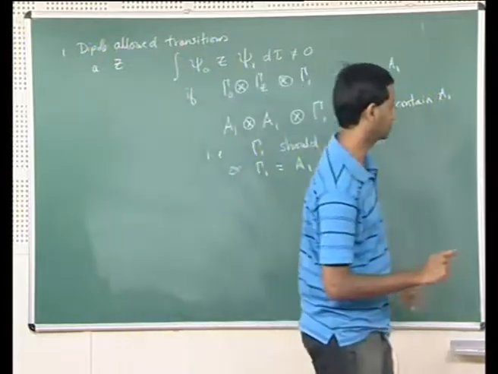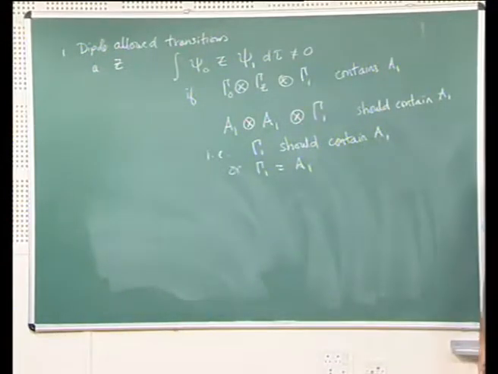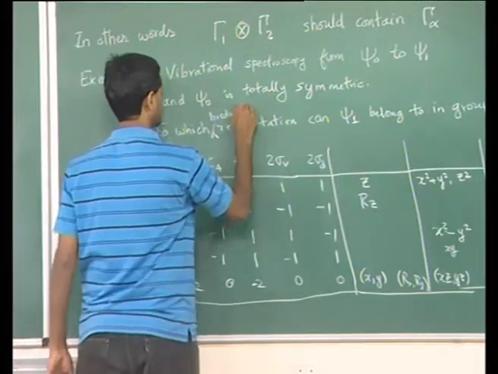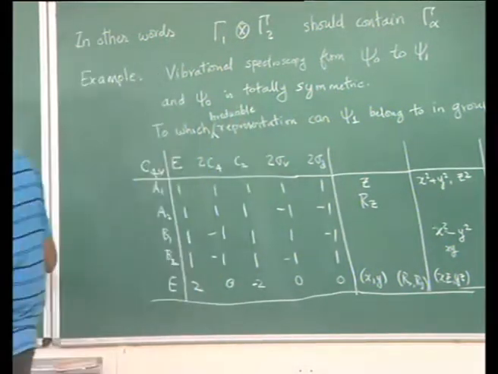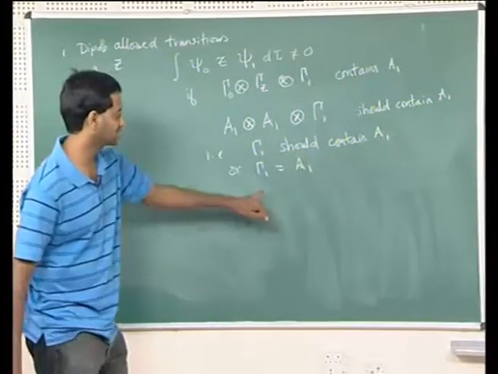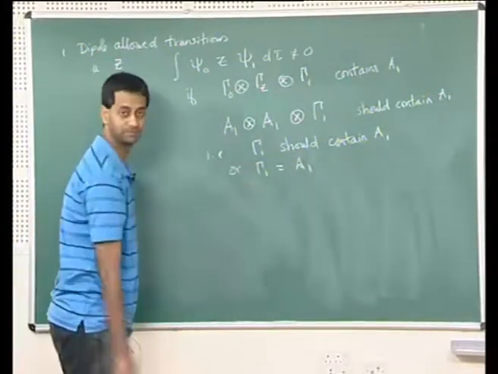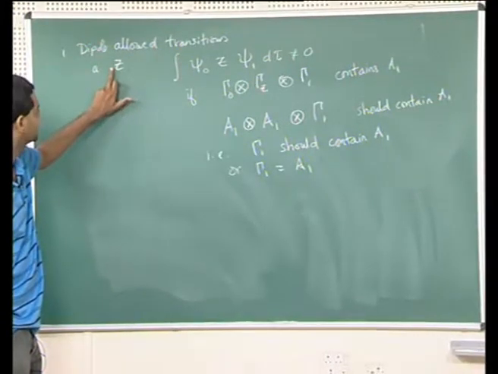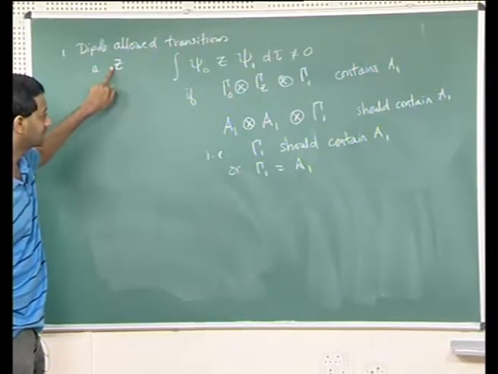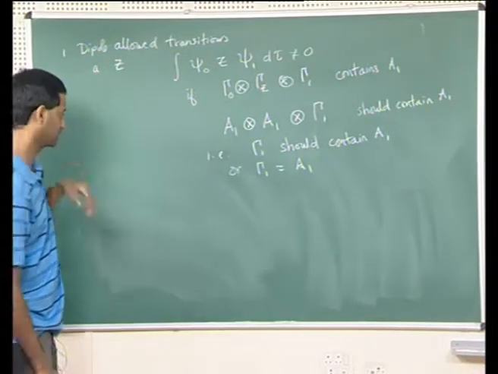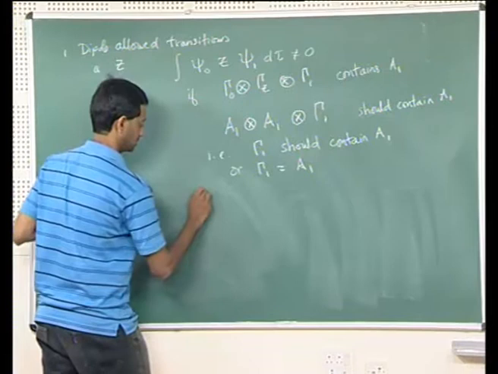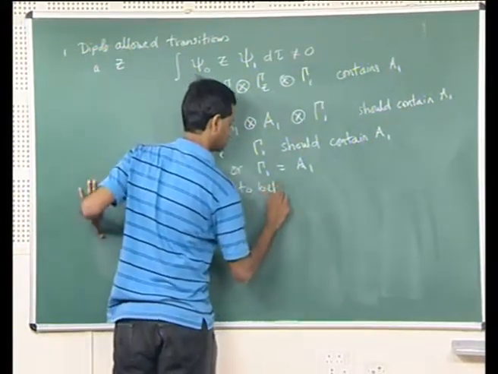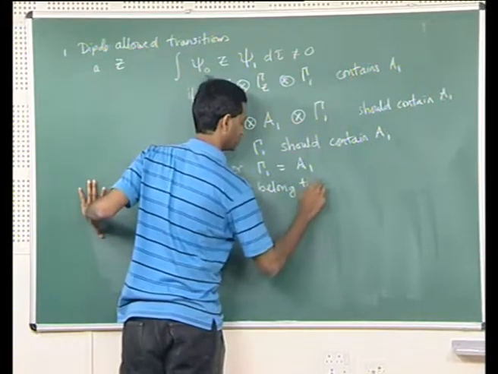So to which irreducible representation can psi 1 belong? The only irreducible representation to which psi 1 can belong is A1. So if you want to see a vibrational excitation polarized by Z, then psi 1 has to belong to A1.